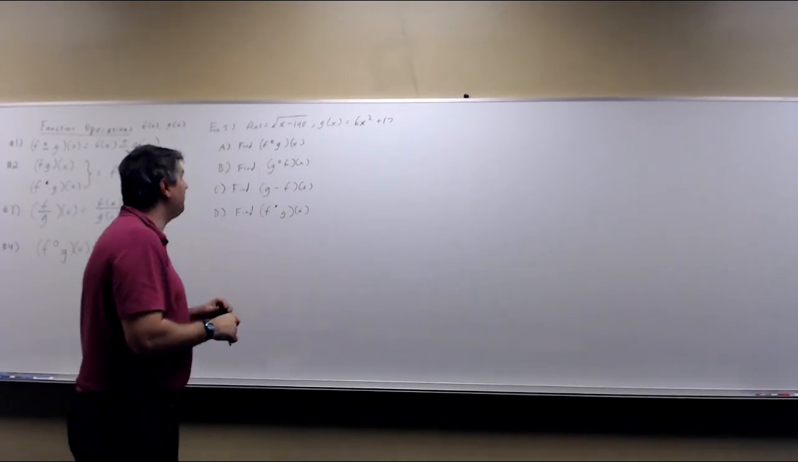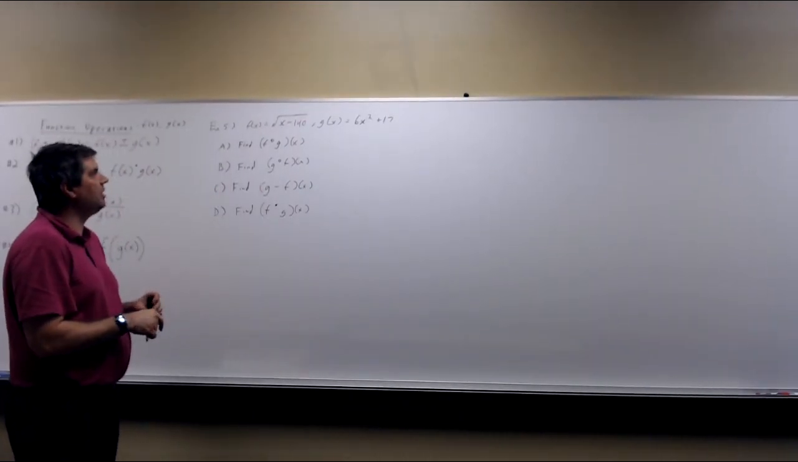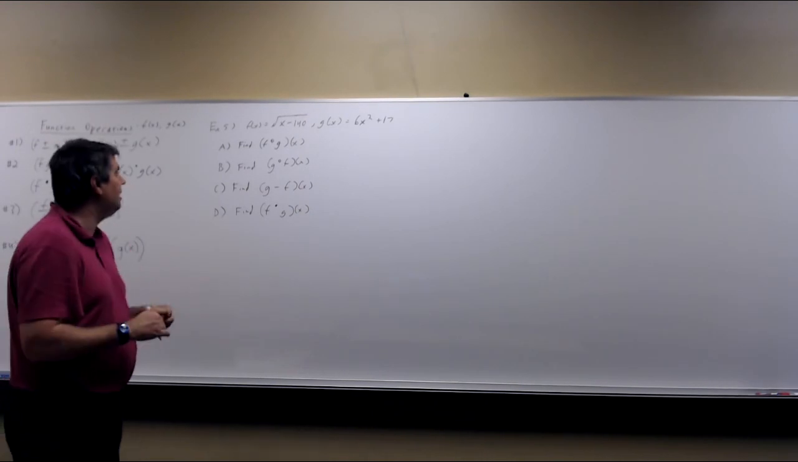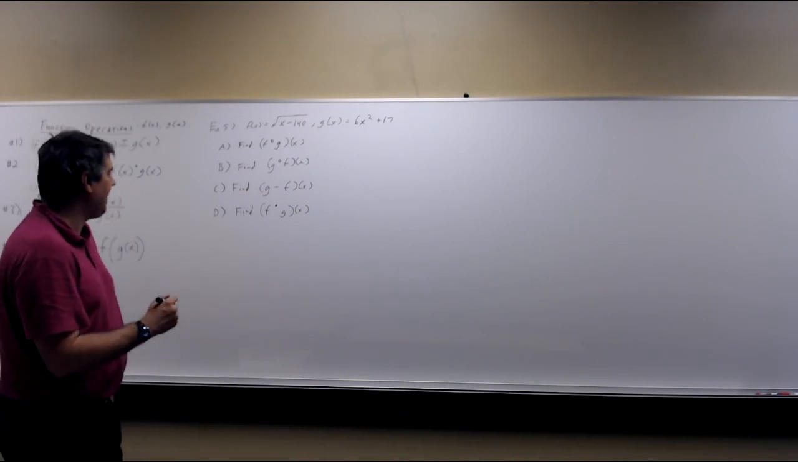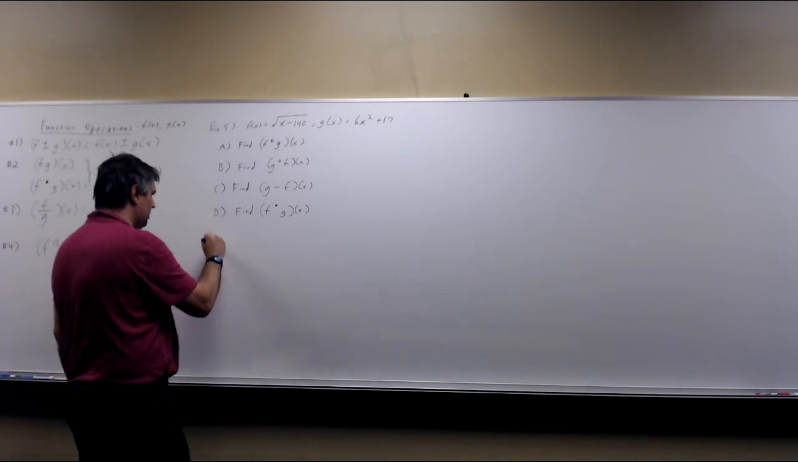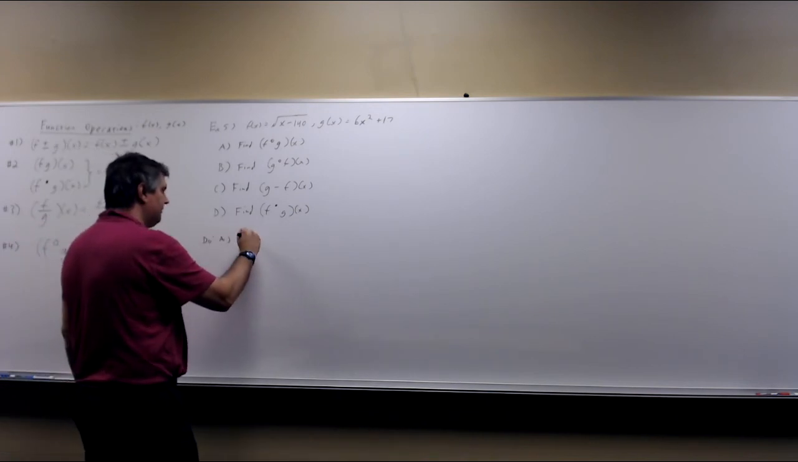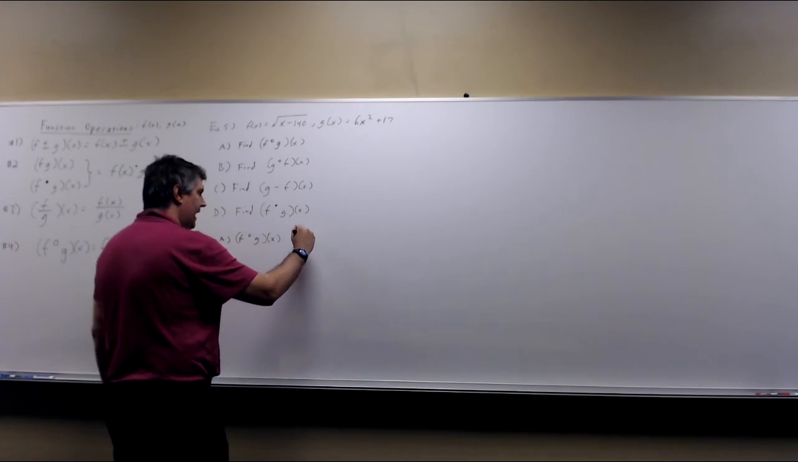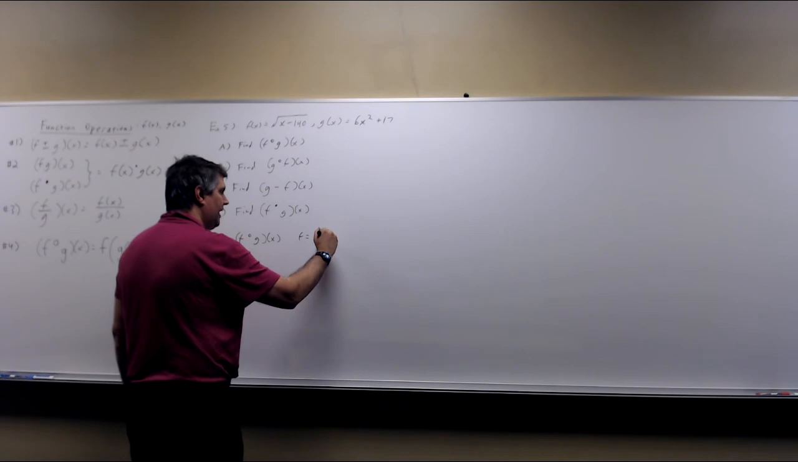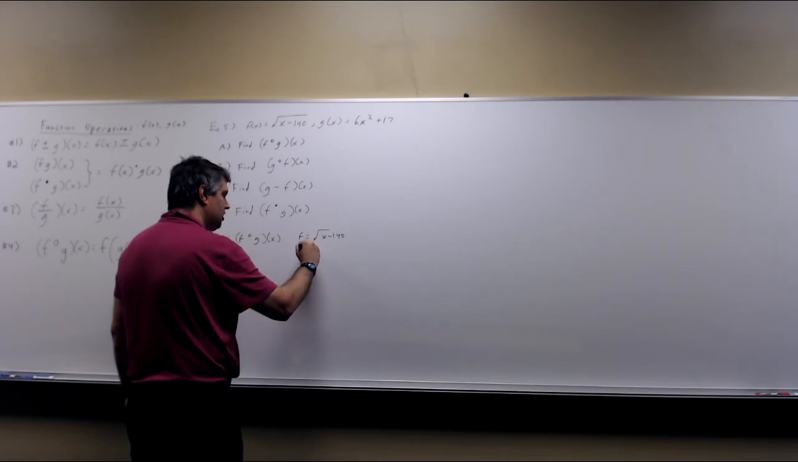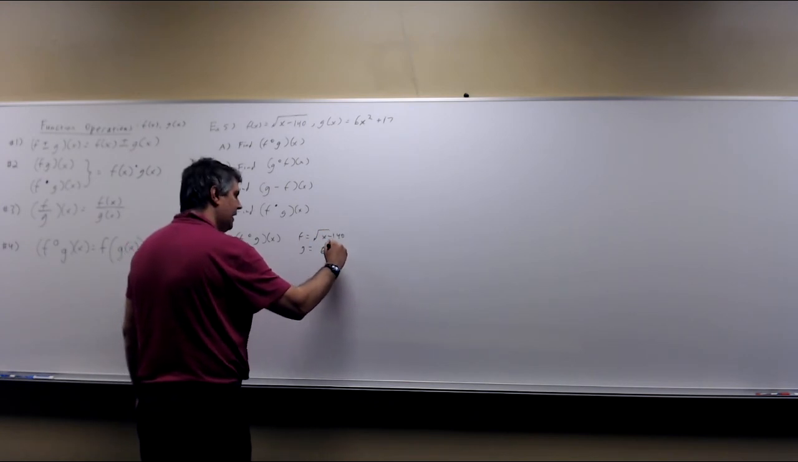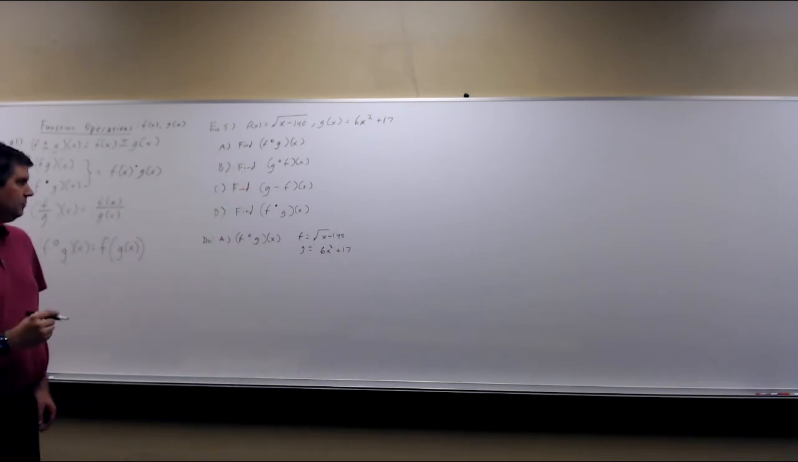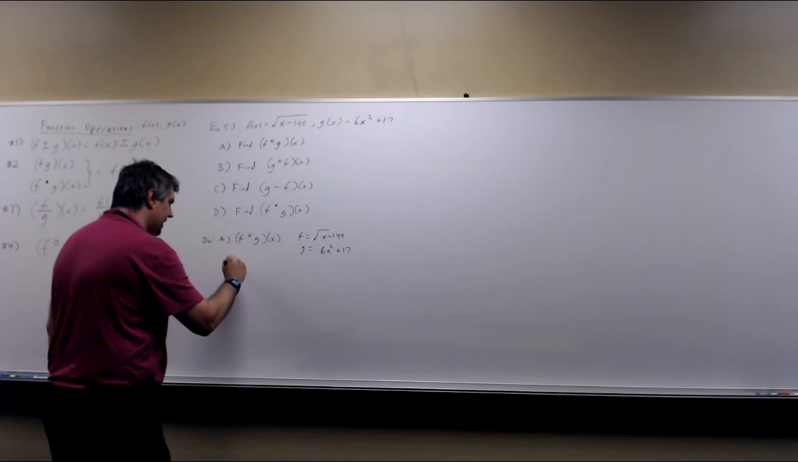All right, example 5. F of x is square root of x minus 140. G of x is 6x squared plus 17. A, find f of g of x. Do A, f of g of x would be f equals square root of x minus 140. G equals 6x squared plus 17.